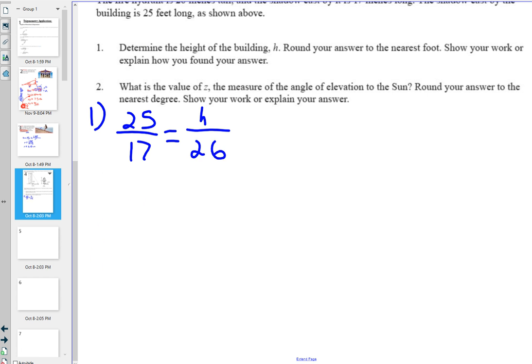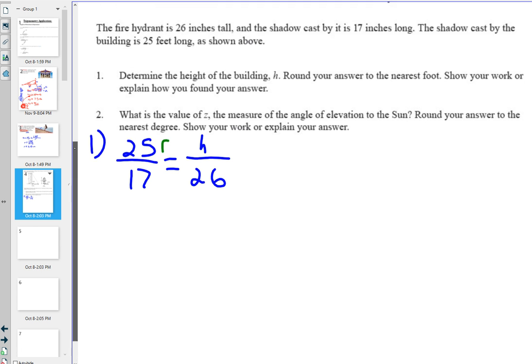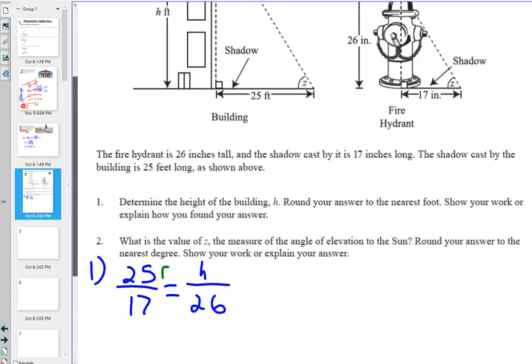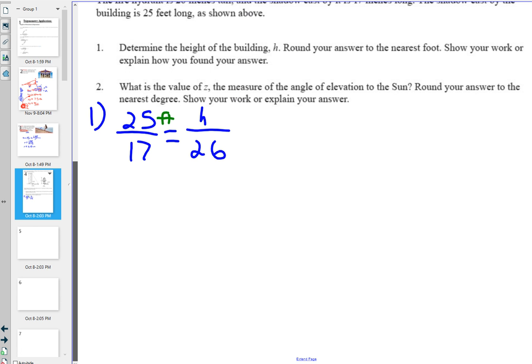Okay. Now Hattie, since she was paying attention to the units, just remember that this first fraction was feet to inches. So this will be feet to inches. So when you get the height of the building, remember it's going to be in feet.